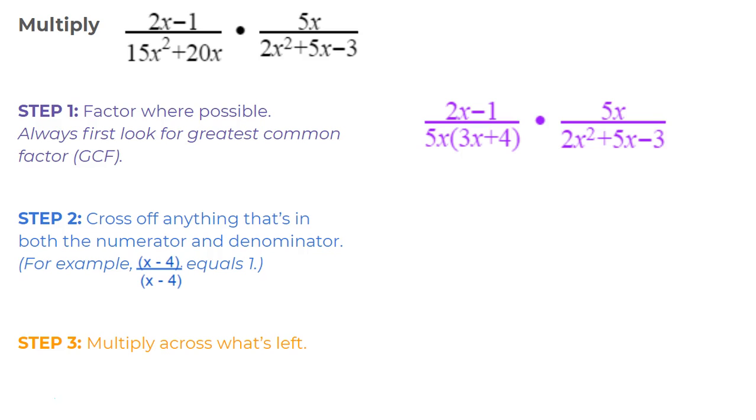Now let's look at the second fraction. The 5x I can't do anything with, but the bottom, the denominator, it looks like I might be able to factor this. Now this is a little bit more extensive. I need to see if I can factor it using the grouping method, so I'm going to go to another slide.